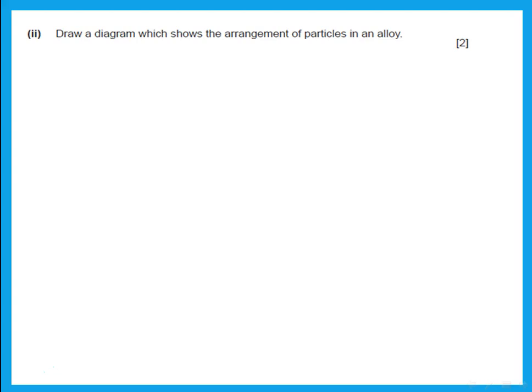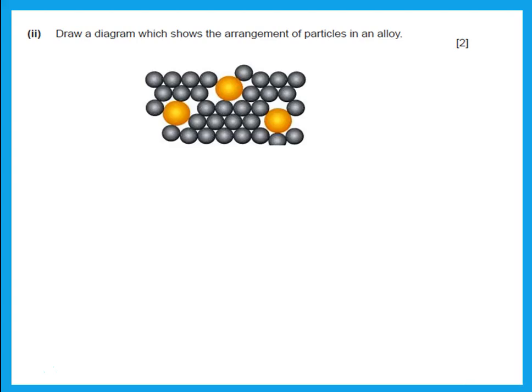Draw a diagram which shows the arrangement of particles in an alloy. What was the diagram for an alloy? We said you should show regular rows of a certain size of atoms with a few in between that are a different size, either bigger or smaller.